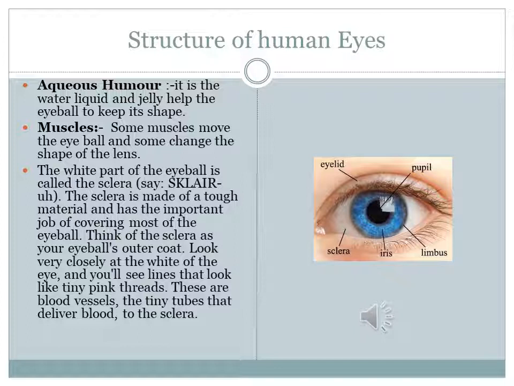Sclera. The white part of the eyeball is called the sclera. The sclera is made of a tough material and has the important job of covering most of the eyeball. Think of the sclera as your eyeball's outer coat. Look very closely at the white of the eye, and you'll see lines that look like tiny pink threads. These are blood vessels, the tiny tubes that deliver blood to the sclera.